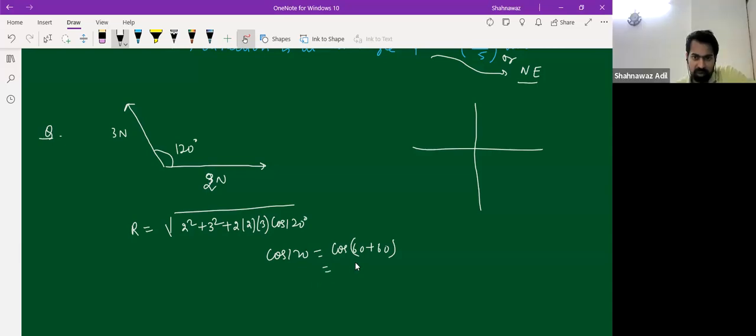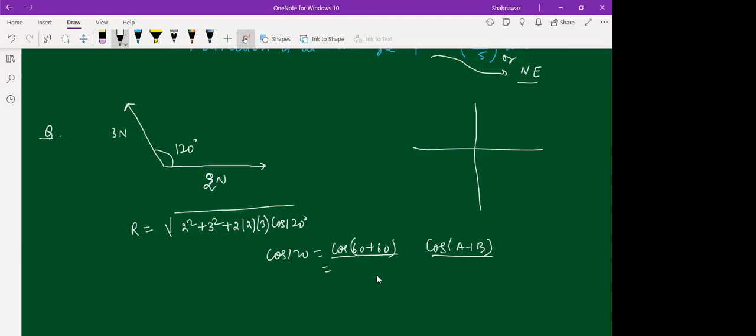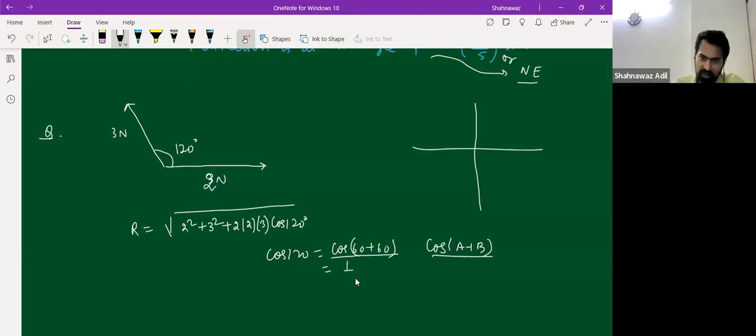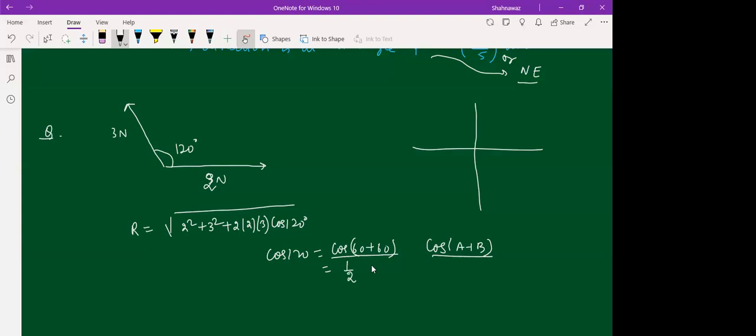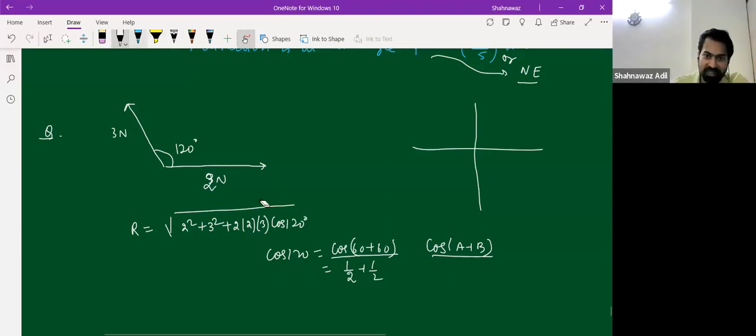So you are saying that, yeah, what did you say? You are applying this cos A plus B formula. Sir, cos 60 value is 1 by 2, right? 1 by 2 plus 1 by 2 is equal to 2 by 2. And if we simplify it, we'll get 1. No, that is not correct.